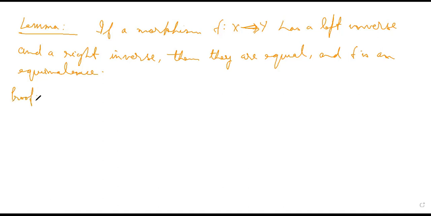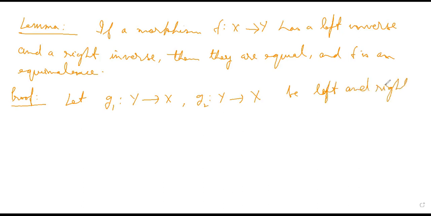Proof. Select g1 from y to x and g2 from y to x to be left and right inverses of f respectively, right? We want to show that g1 equals g2.